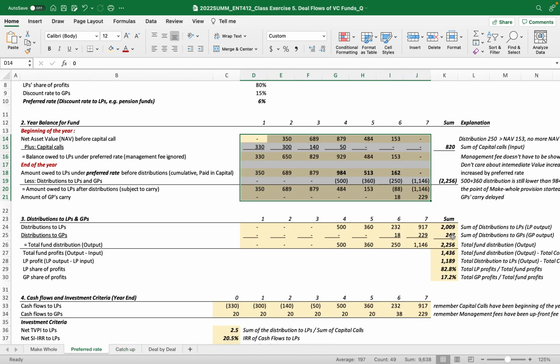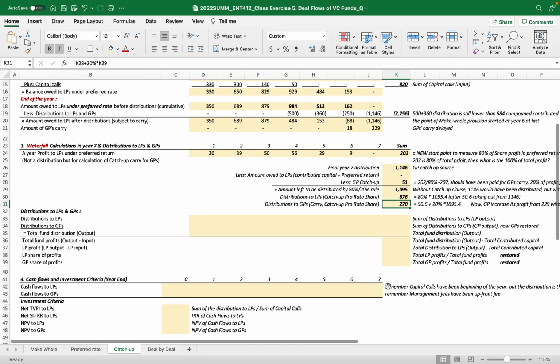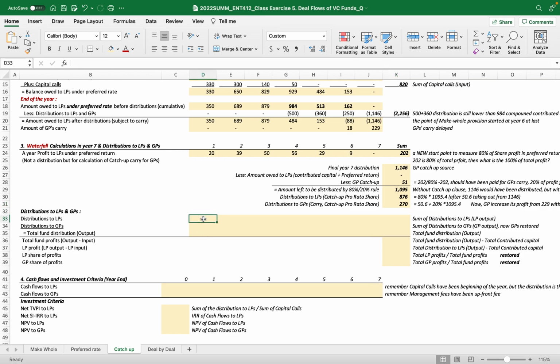247 was the distribution to the GP, right? But now here we catch up with the 51. Now let's calculate the actual distribution amount once again. Here, the distribution to the GP first. Where's the GP carry? LP first. Where is the LP's amount?